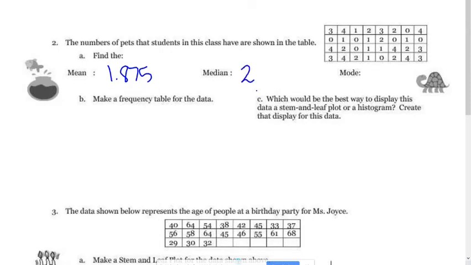I waited until I made a frequency table to find the mode because I thought that would help me. Remember, this isn't a grouped frequency table. This is just a frequency table, so all the numbers are listed on the side, not in groups like 0 to 1, 2 to 3, and 4 plus, but just one at a time. A grouped frequency table, you would make groups. I counted these, and I found that just counting them was the easiest. I kind of crossed them off as I went.